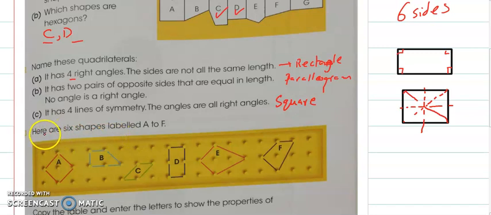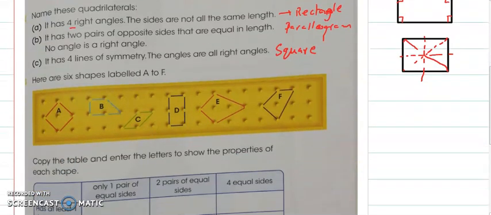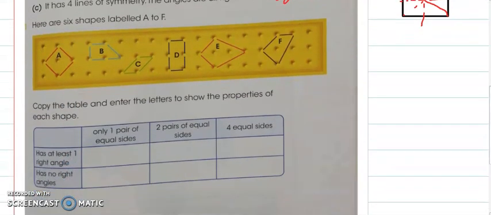The next one is, here are 6 shapes labeled A to F. You can see here we have A, B, C, D, E, F. These are different shapes, and using these shapes we have to complete the table given below. We have to copy it and enter the letters to show the properties of each shape. The first one says has at least one right angle and only one pair of equal sides. The second one says no right angle and only one pair of equal sides.